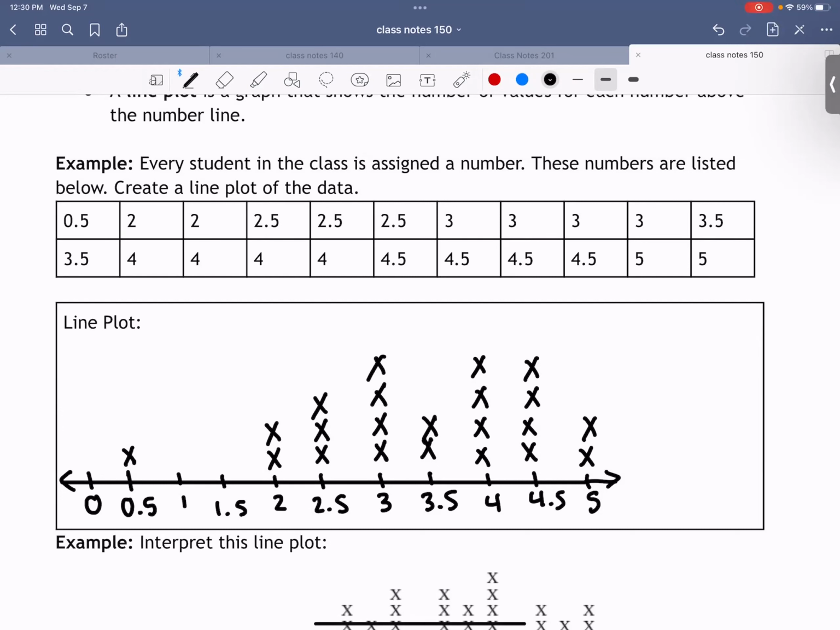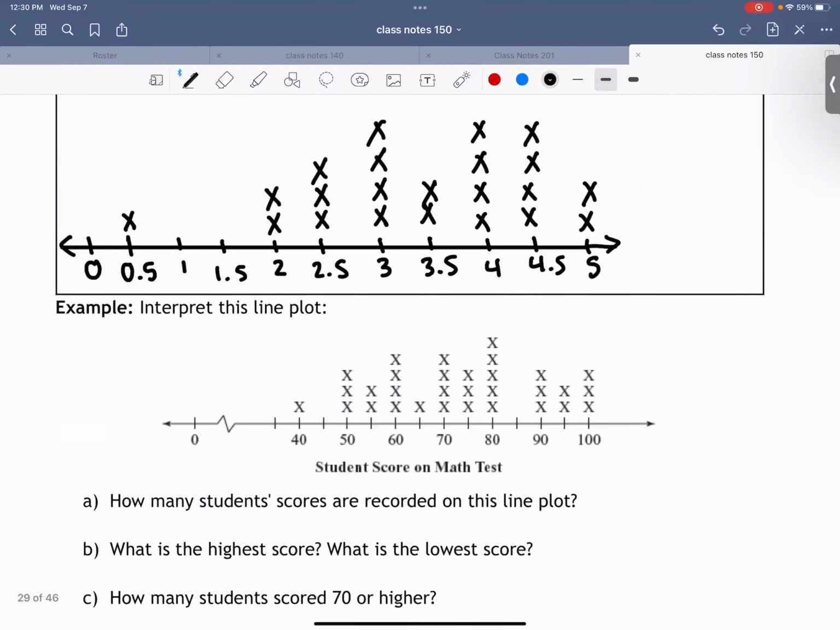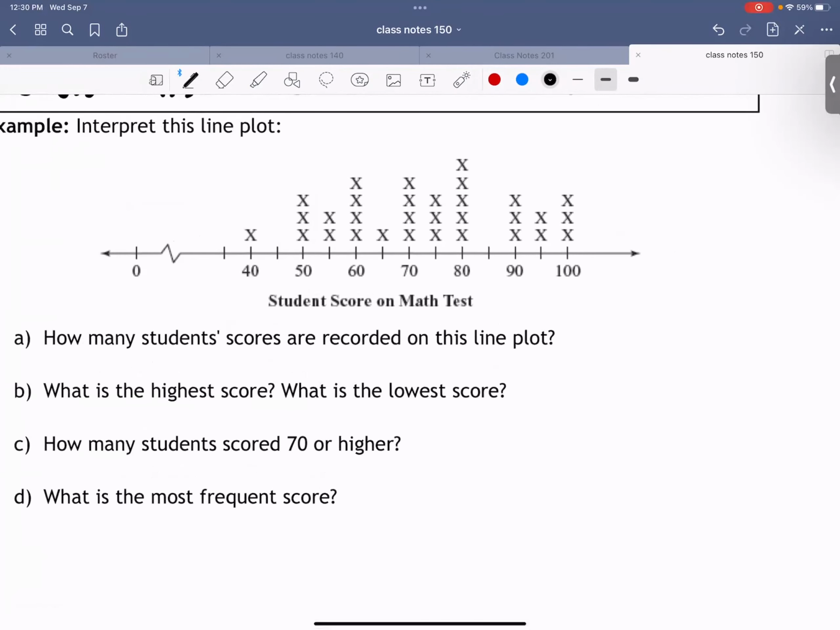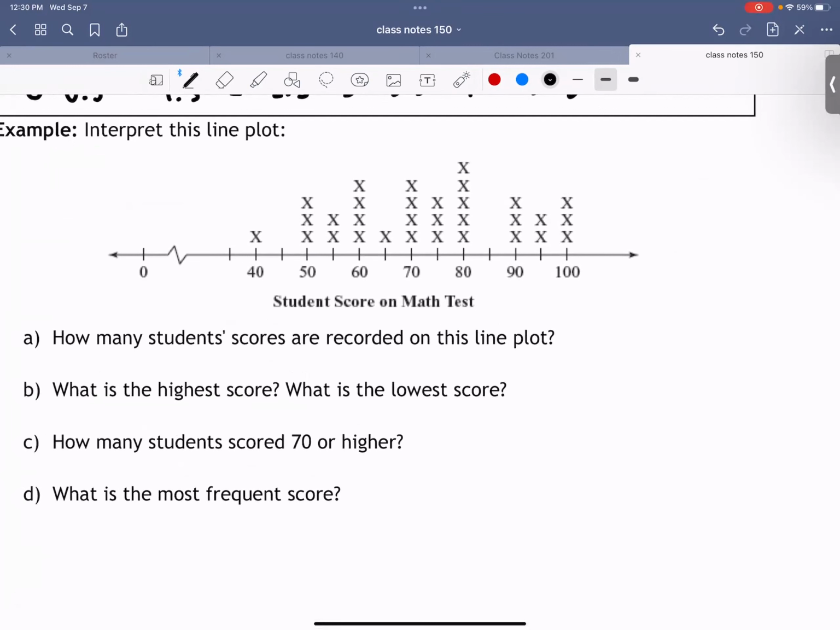Sounds good. Okay, we don't actually have to make the line plot. Sometimes we're given a line plot and we're asked questions about it, right? So here we've got this line plot. How confident are you on answering these 4 questions? Pretty good. Okay, I'll give you 2 minutes to work on these questions, and then we'll come back and discuss what the answers are.